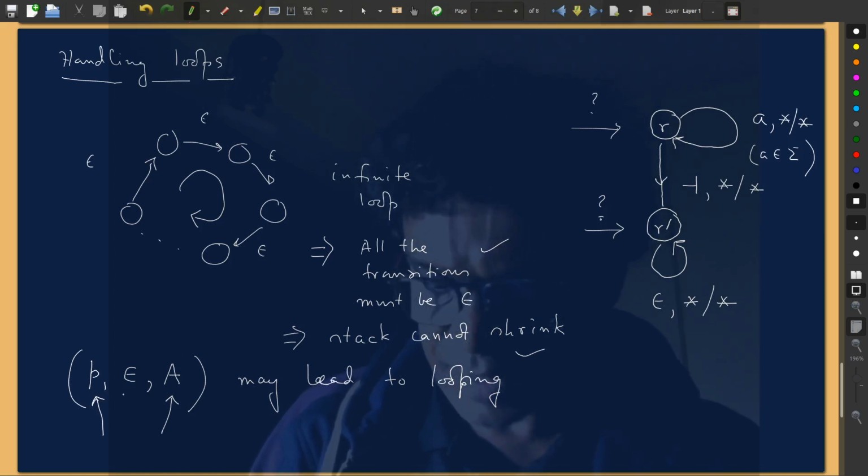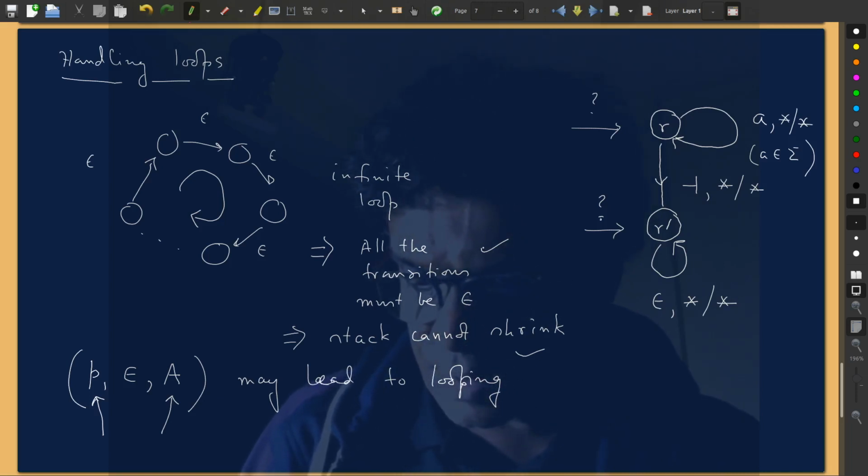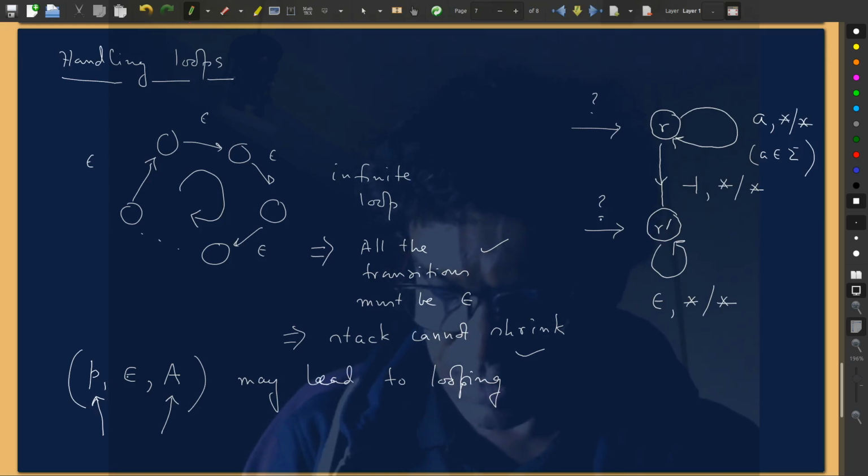I can detect cycles in that graph and see whether the shrinkage condition is met, and only then identify those epsilon transitions of the form P, epsilon, A to be bad, which will lead to infinite loops. That can be done by drawing a graph and finding cycles in that graph. It's not a difficult process.